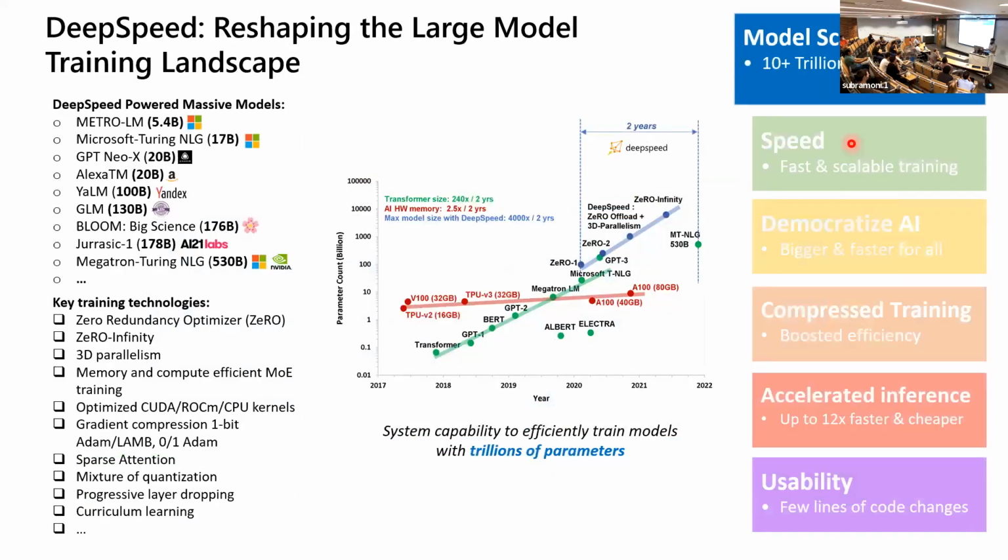Now, just some of the achievements that the DeepSpeed team has been able to do. We're literally reshaping the landscape for training. If you can see, this chart is really interesting. You can see that the transformer size has grown 240x over 2 years. It started from here, it's going up here, and people are saying we want to train a trillion or a 10 trillion parameter model.